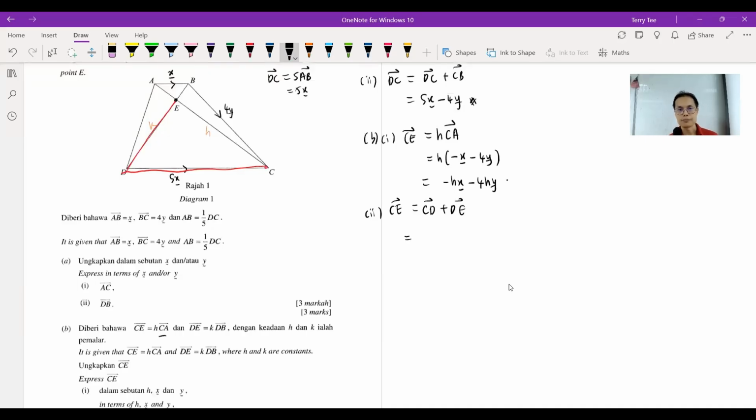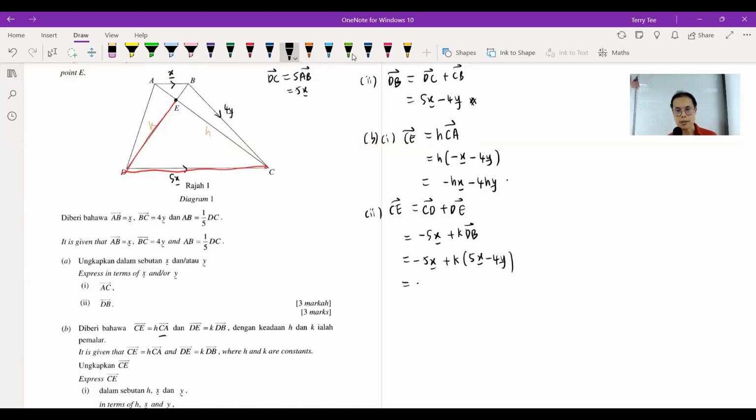Your CD is negative 5x. Your DE is k times the DB. DB is longer. And I know DB earlier. I think I wrote this wrongly just now. This is DB, not DC. Sorry, yeah, this is DB, right? DB is D to C, C to B. Okay, so we know that your DB is 5x minus 4y.